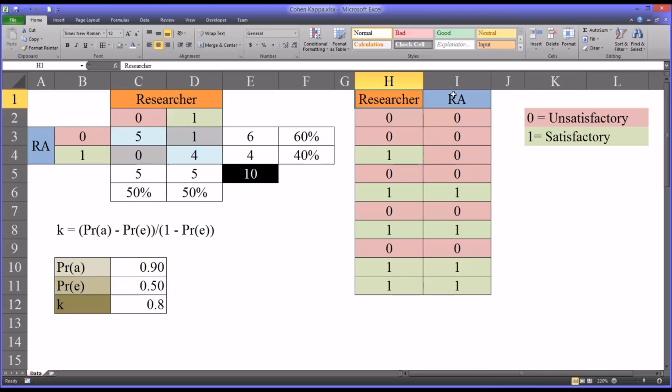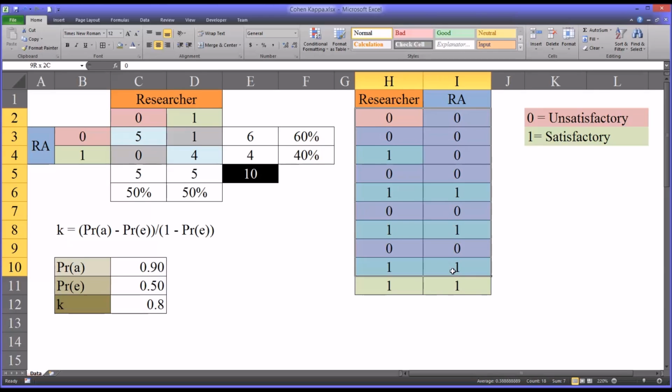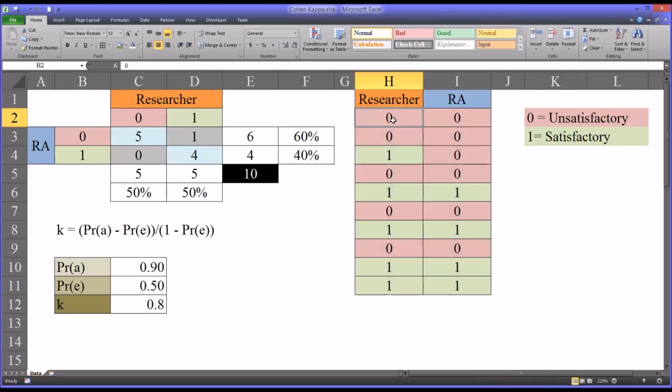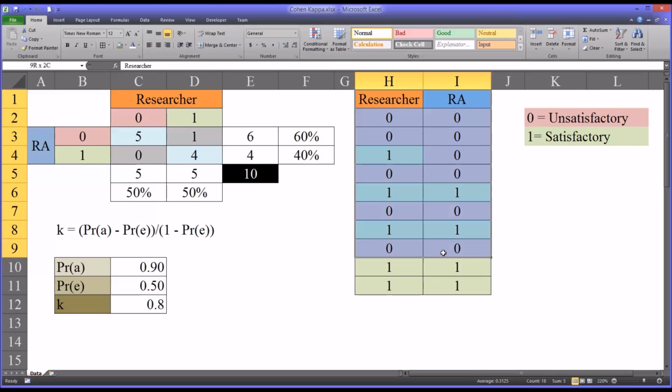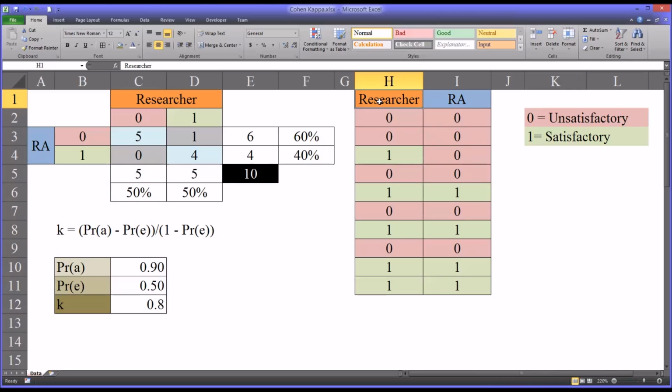You'd have a researcher and a research assistant, so you have two raters. And then you have these numerical values that can either be a 0 or a 1. So let's say that they're evaluating participants for inclusion in a study. And they can evaluate the participant as unsatisfactory, represented here by a 0, or satisfactory, represented here by a 1. And we want to get an idea of the level of inter-rater agreement, or inter-rater reliability, between the researcher and the research assistant in evaluating participants as either unsatisfactory or satisfactory to be in a study.